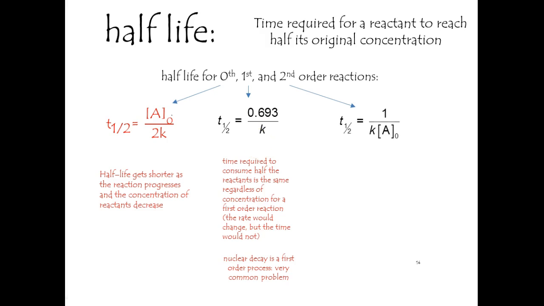And if it's a second-order reaction, we have the half-life equals 1 over the rate constant times the original concentration of that reactant. It gets longer as the reaction progresses, since it's 1 over the concentration, and the concentration of the reactants decreases. Each successive half-life is double the preceding one. So you can plug these in and come up with answers.